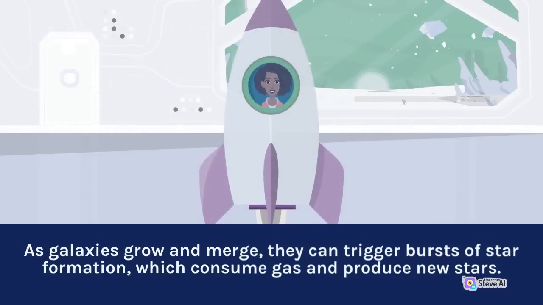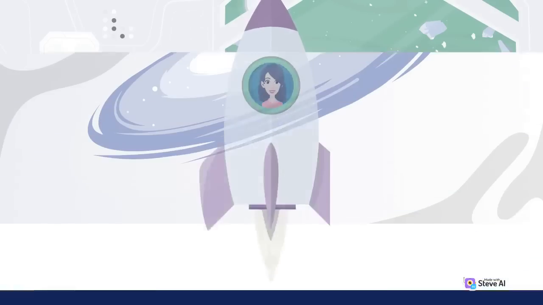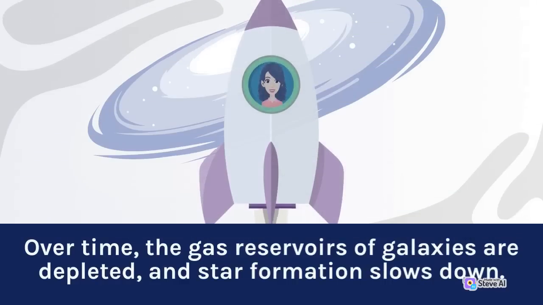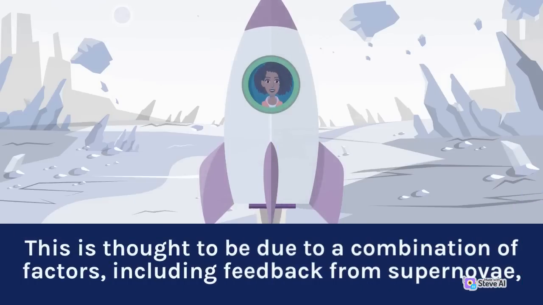As galaxies grow and merge, they can trigger bursts of star formation, which consume gas and produce new stars. Over time, the gas reservoirs of galaxies are depleted, and star formation slows down. This is thought to be due to a combination of factors, including feedback from supernovae.